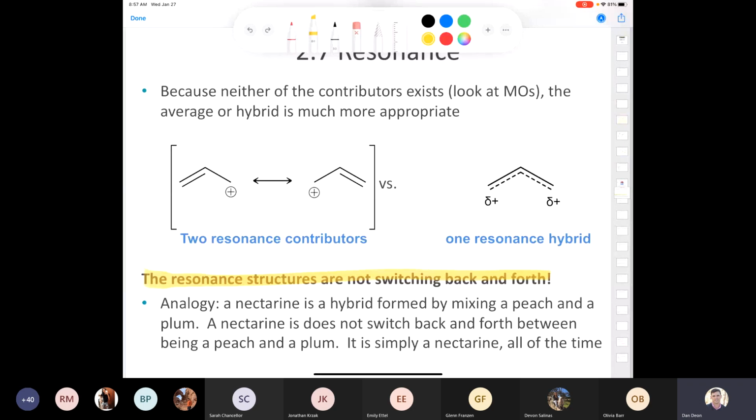The analogy that's used in our book is a nectarine. A nectarine is actually a hybrid of a peach and a plum. But when you're holding a nectarine in your hand, you don't look at it in 1 second and it's a plum, then you blink your eyes and all of a sudden it's a peach. No, it has the properties of both a peach and a plum. A nectarine has a smooth skin like a plum, but the inside is more like a peach than a plum. Anyhow, it's a hybrid.